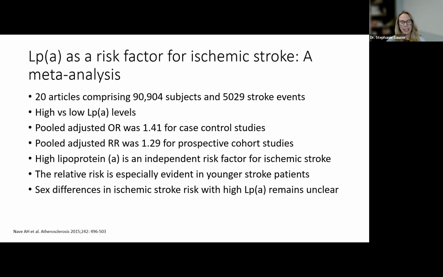And again, there's another meta-analysis from 2021 that looked at a number of studies as well, looking at 7,800 ischemic stroke patients in 13 studies. And again, it did find an association between increased Lp(a) and the risk of ischemic stroke.